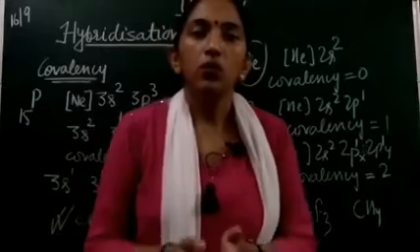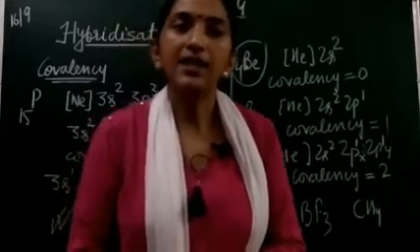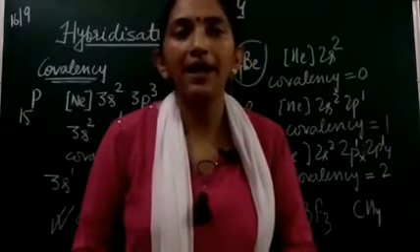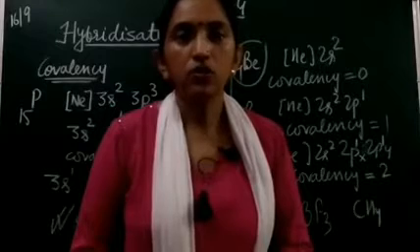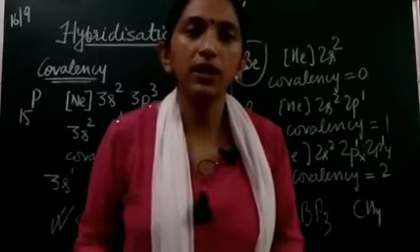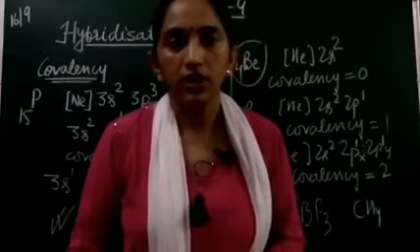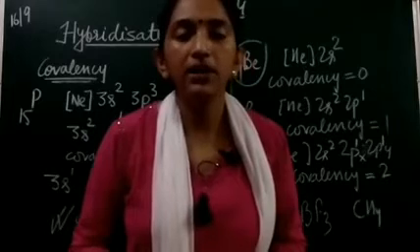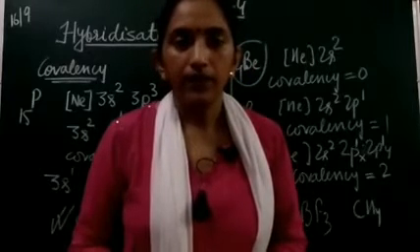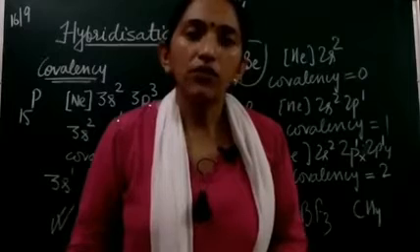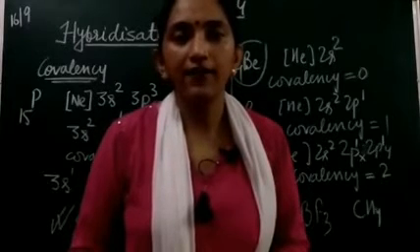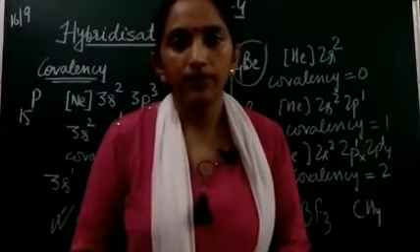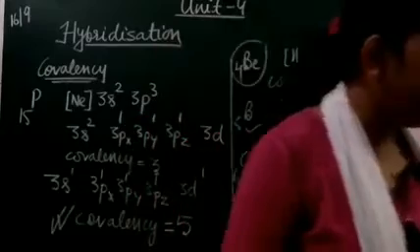So what is hybridization? Hybridization, students, is the intermixing of the atomic orbitals of comparable energies. There should be no large difference of energy. There should be comparable, almost similar energy. So whenever there is an intermixing of atomic orbitals of comparable energy, a new set of orbitals will be formed, which will have the same energy and the same shape. So we can now define hybridization.